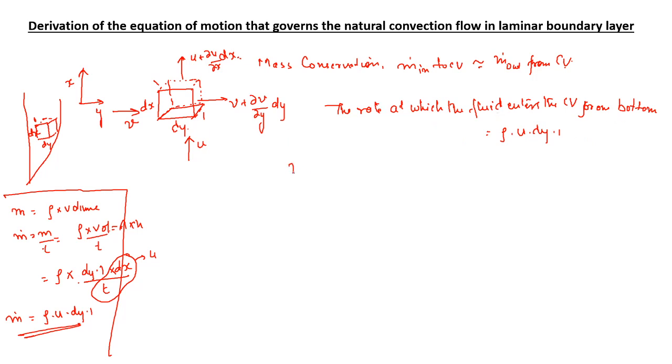Again, the mass flow rate coming out in the x direction, meaning from this upward direction, is equal to rho times u plus ∂u/∂x dx, times dy times 1. Right.